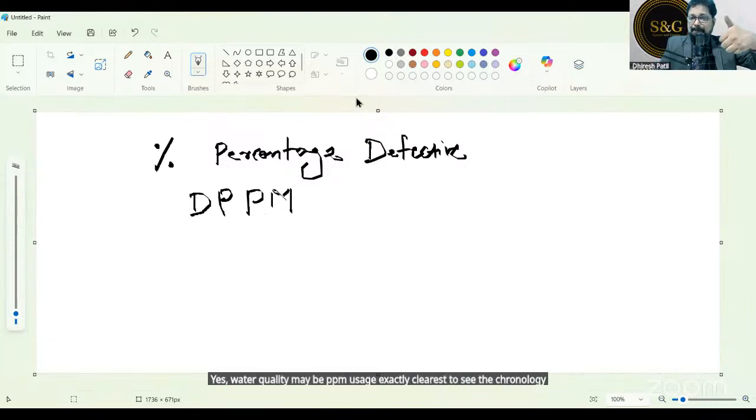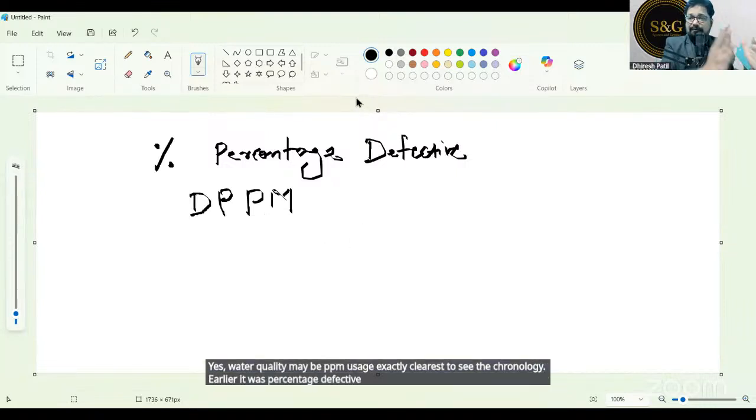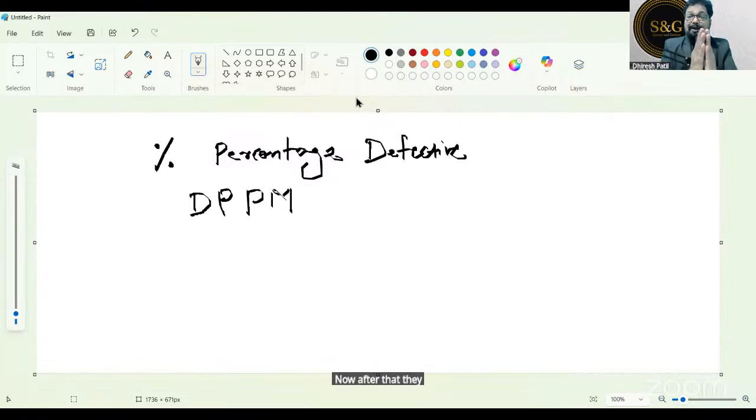So see the chronology. Earlier it was percentage defective. So out of 100%, let's say 95% is okay product, 5% rejected. Now after that they started using PPM or DPPM.